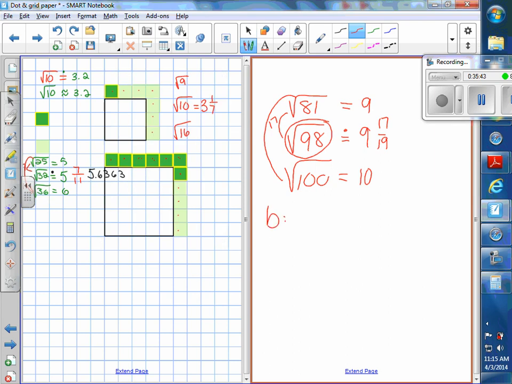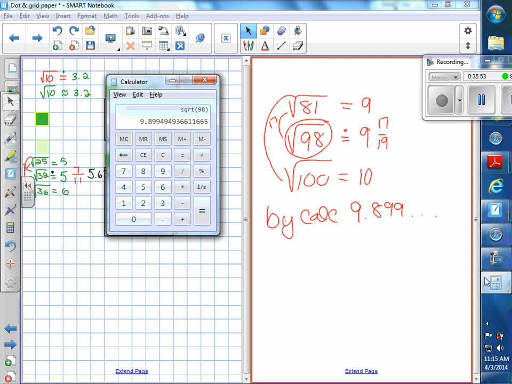By the calculator, it's 9.899. It goes on, right? But by the geometry method, it's 9 and 17 divided by 19, 9.89. Accurate to 2 decimal places. It's going to be really accurate the bigger the number.